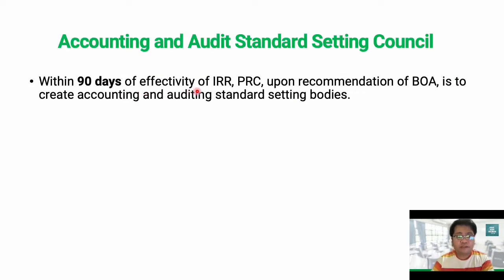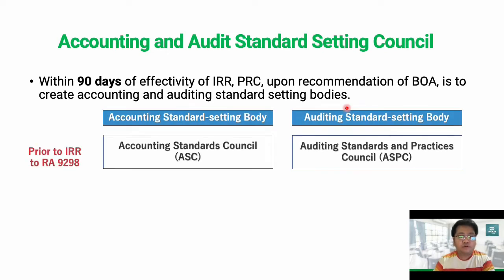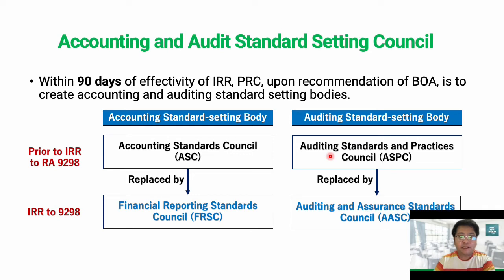Within 90 days from the effectivity of the IRR, the PRC, upon recommendation of the Board of Accountancy, is to create the accounting and auditing standard setting bodies. Before the approval of the IRR to RA 9298, we used to have the ASC, the Accounting Standards Council, which was our accounting standard setting body, and the ASPC, the Auditing Standards and Practices Council, which served as our auditing standard setting body. They promulgated the accounting standards and the auditing standards at that time. But upon approval and effectivity of the IRR to RA 9298, they were replaced by the FRSC and the AASC, which serve as our standard setting bodies up to the present day.